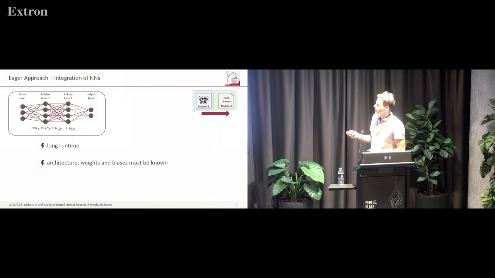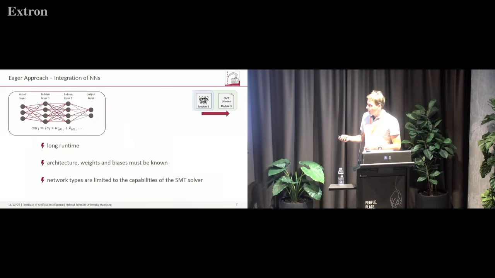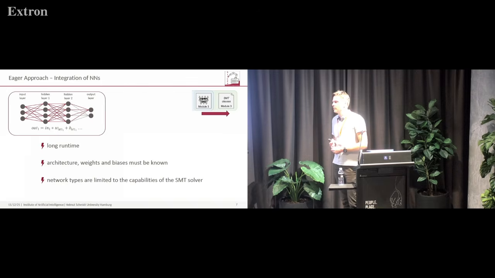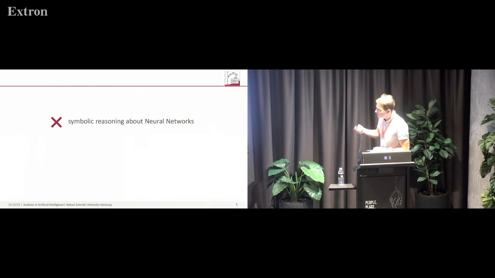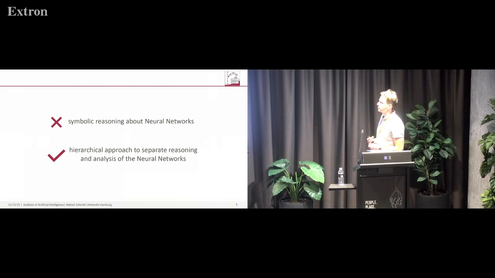And you have another problem. You must know the architecture, the weights, and the biases of the network to be able to derive this mathematical formula. And the last problem is that the network types that you are able to handle are limited to the capabilities of the SMT solver. For example, linear activation functions are no problem, piecewise linear as well, but it's getting difficult with sigmoid activation functions. So we need to avoid symbolic reasoning about neural networks.